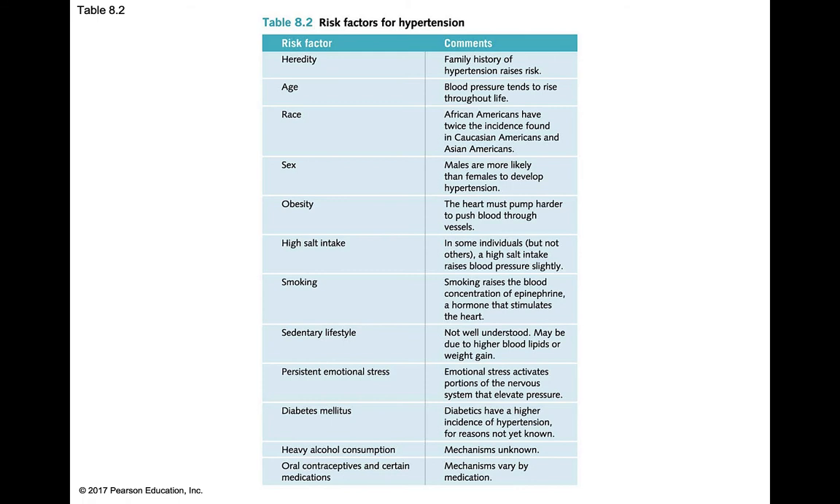When we look at race, African Americans have twice the incidence found in Caucasians and Asian Americans. So they are at greater risk for hypertension. If we look at males versus females, males are more likely than females. Now, the rest are going to be modifiable. So these are things that you can control with your behavior.